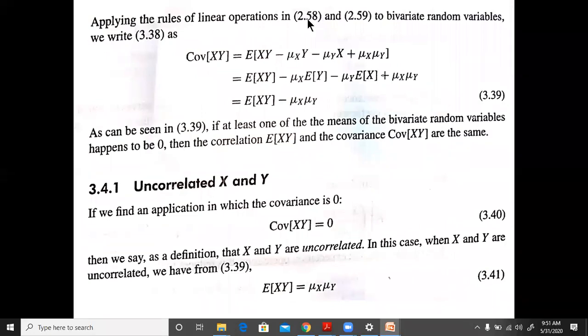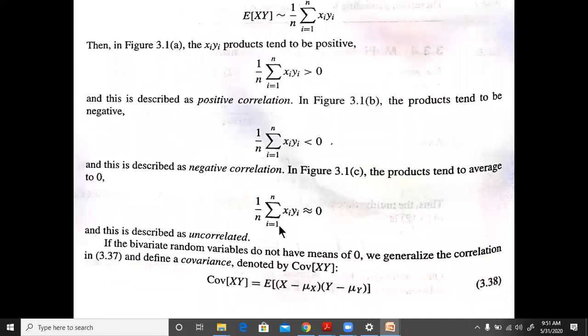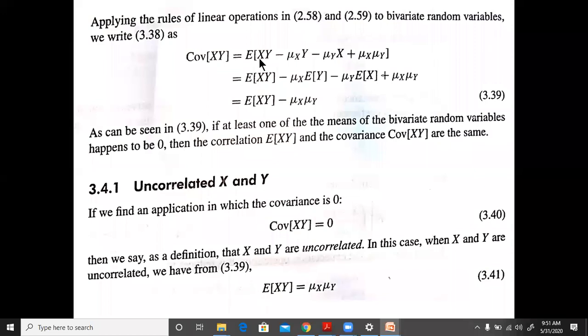So applying the rules of linear operation in 2.58 and 2.59 to the bivariate random variables, we can just expand this. You can expand that bracket: X minus mu x into Y minus mu y, you can multiply these two terms, and then we will get XY minus mu y X minus mu x Y plus mu x mu y. Then you can apply the addition rule, that is, you can separate this out, and that is what this means.